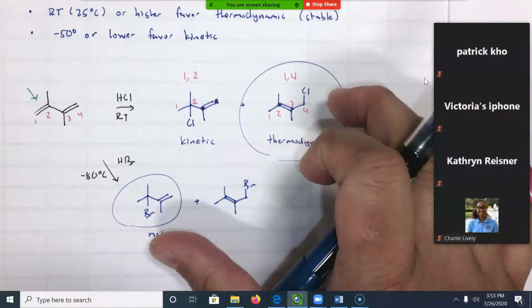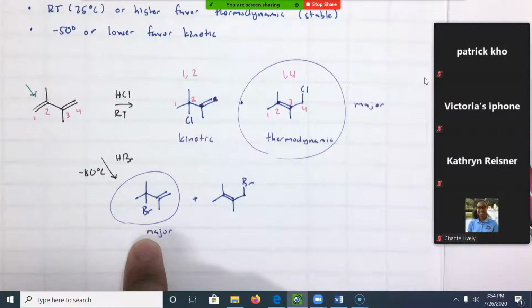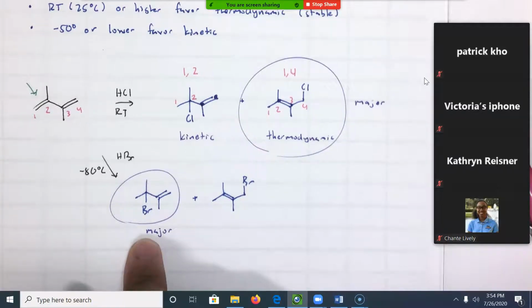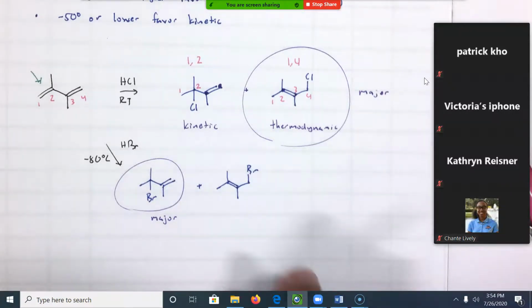So that's unusual. That's actually not unusual. That's kind of cool. That we could favor the less stable product, right? We could favor the less stable product by running this reaction at such low temperatures that we don't give the reaction a chance to equilibrate and form the more stable product.